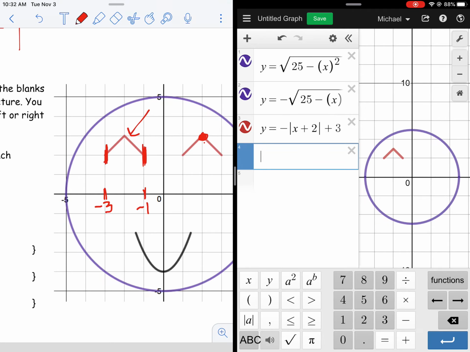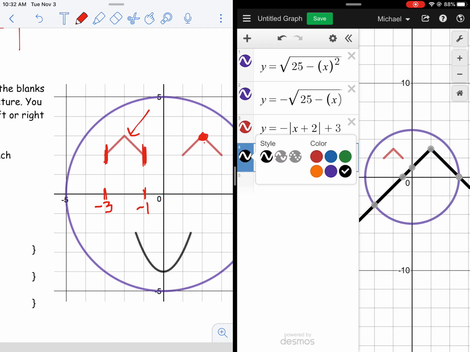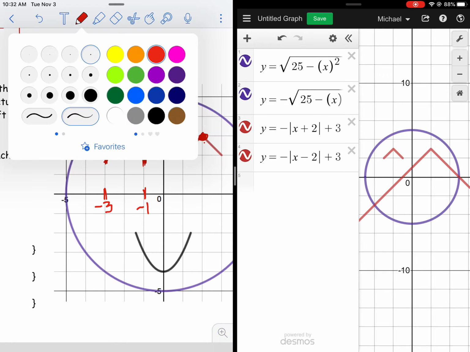For the next one, I'm kind of starting it out the same. y equals negative absolute value of x. Remember, I have to go -2 to make it go to the right by 2, and then +3. I'm going to make it red to match our eye. And now for this one here, we're looking at this right eye.